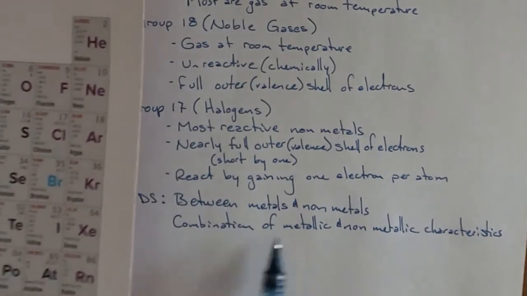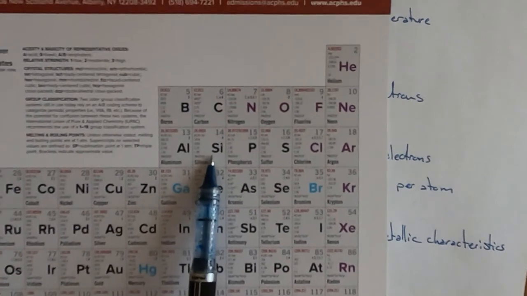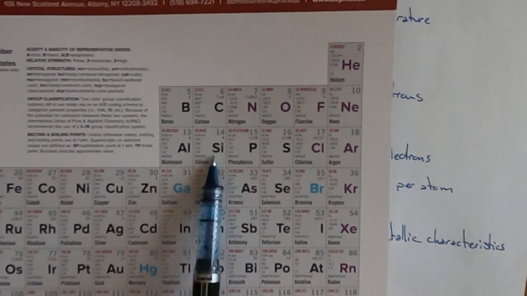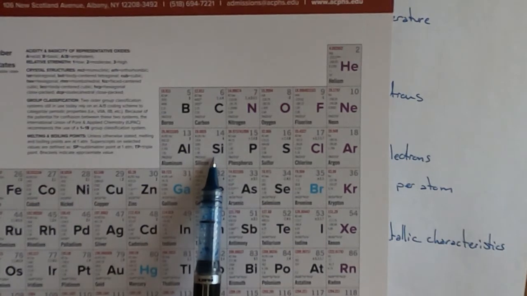So a classic example that has a combination of metallic and non-metallic characteristics would be silicon. It is known as a semiconductor, and so it doesn't conduct electricity well, but it doesn't insulate against electricity either. It's called a semiconductor and is therefore very valuable in electronics.